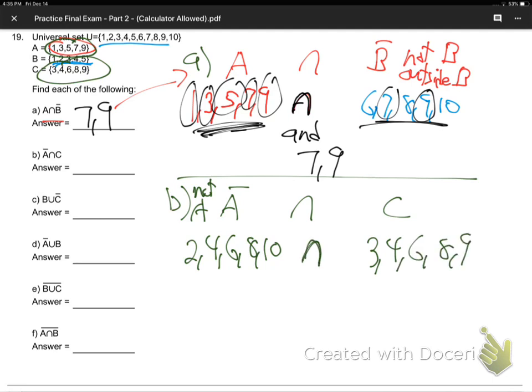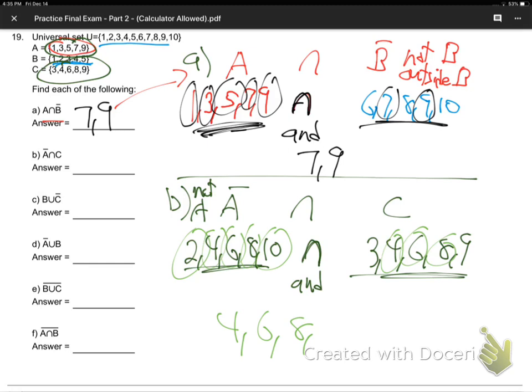Okay, now again, overlap. It's like a big A for and. It's what's here and there. What's in common. What's in the overlap. So what is it? Is 2 in both? No. Is 4 in both? Yeah, here it is. Here's 4. Is 6 in both? Yeah. Is 8 in both? Yeah. Is 10 in both? No. And 9 and 3 are just in that. So 4, 6, and 8 are in the overlap.